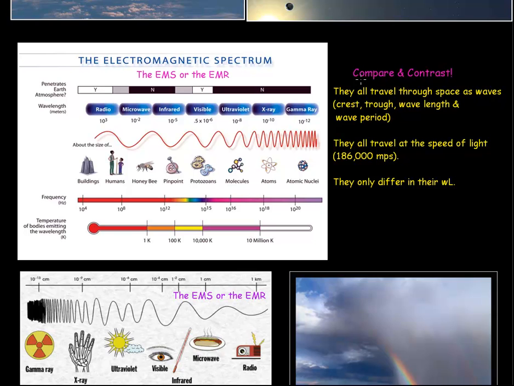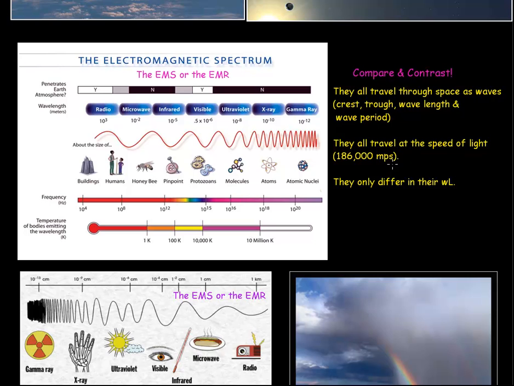How do they compare and contrast? They all travel through space as waves. They all have crests, top part of the wave, troughs, bottom part of the waves, wavelength from one crest to one crest, or one trough to one trough, and the period, the number of these crests or troughs or some part of the wave passing a certain location at one area. They all share that.